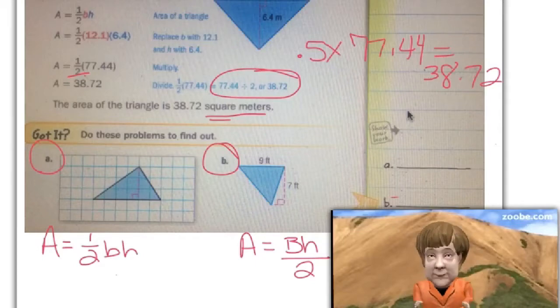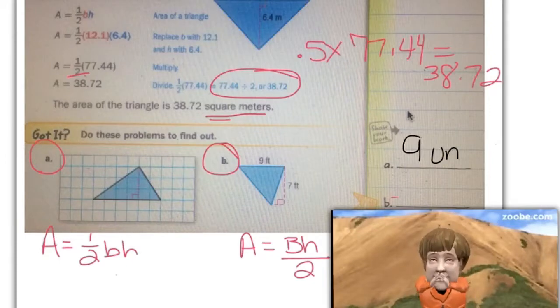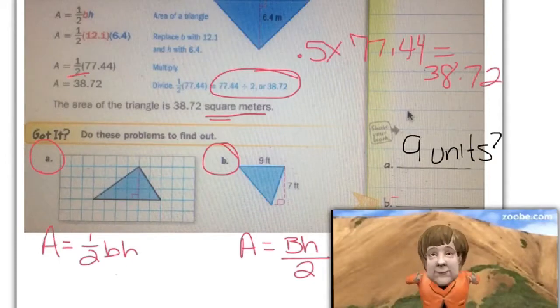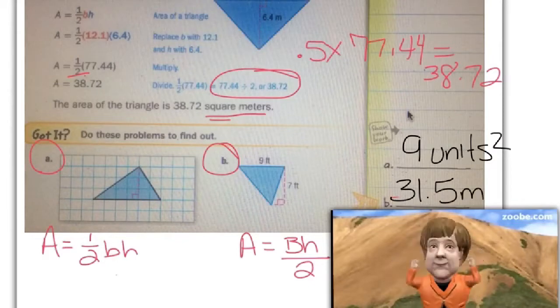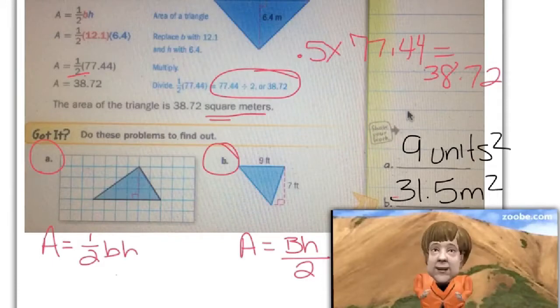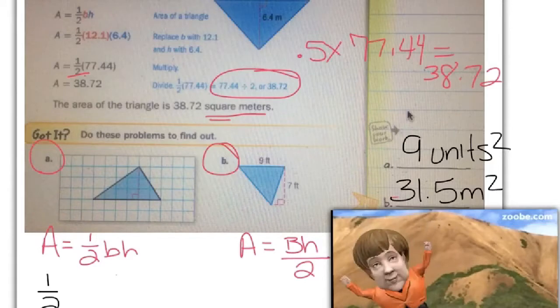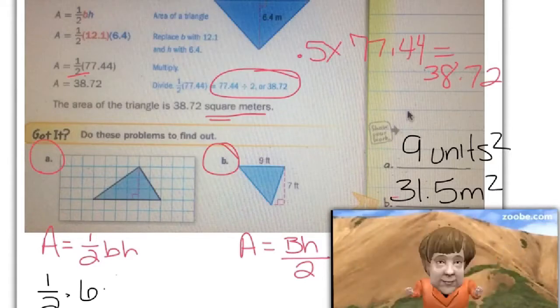Hi, I'm back, and I'm at a new mountain. Hopefully you got the same answers that I did for problems A and B. For problem A, the area of the triangle is 9 units squared. For problem B, the area is 31.5 feet squared. Please watch to see how these were solved, and if you have any questions, please stop now and ask your teacher for more help.